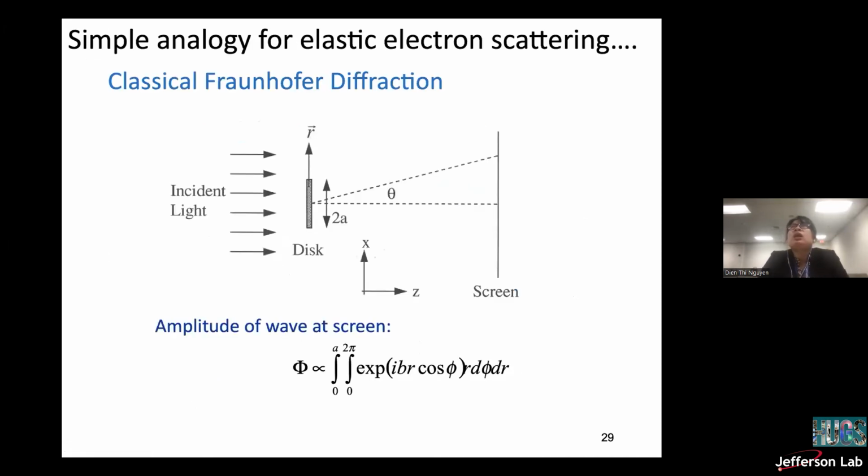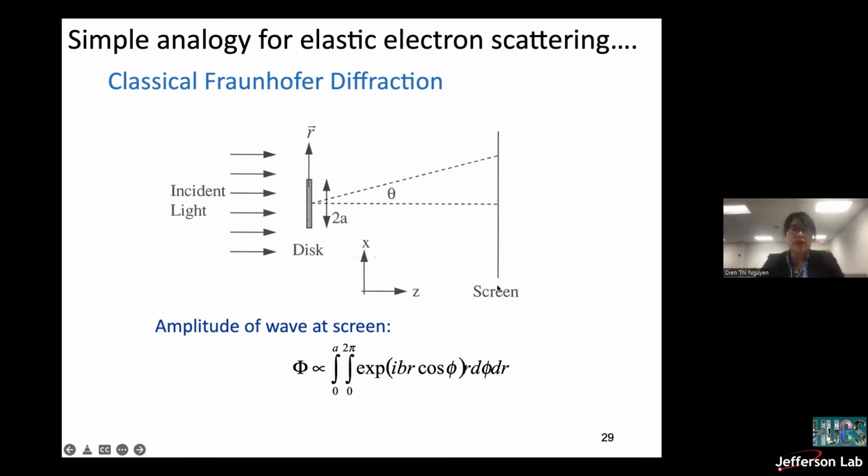Now, how do we connect it to the classical picture? You can think of the electron beam as very much like light. When you shine light on a disk with a size of 2a, and put a screen behind it, you will observe a diffraction pattern on the screen. This one is familiar to you, right? I think you took this in an undergrad class.